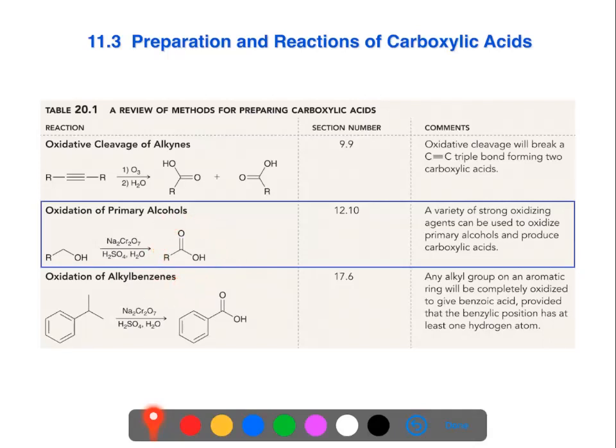And recall how this primary alcohol, the first step of oxidation, does lead to the formation of an aldehyde, but that we can't isolate the aldehyde under these strong oxidizing conditions, and so our final product is in fact the carboxylic acid. Now let's look at another method that we can use to make a carboxylic acid.